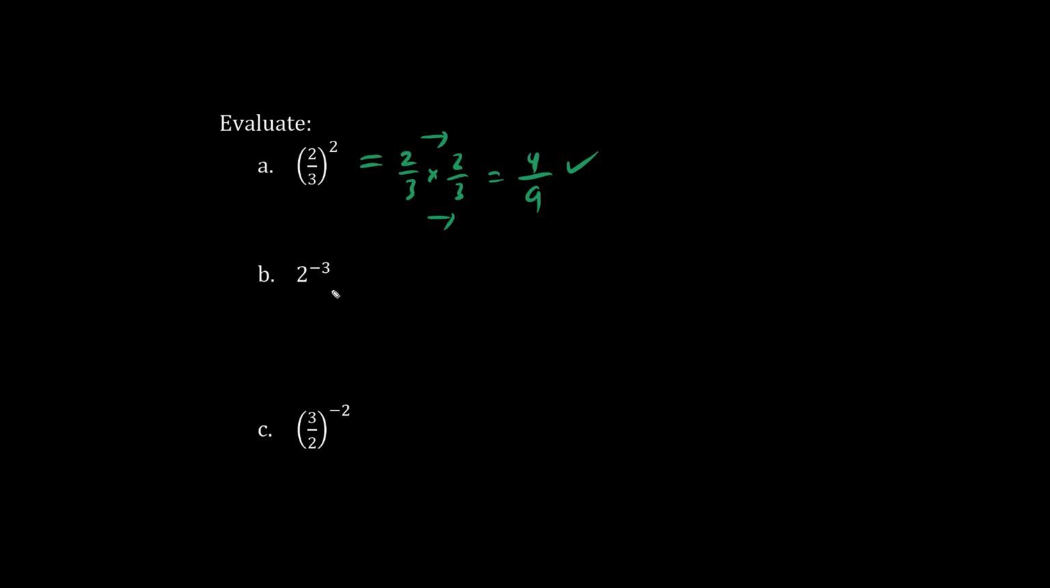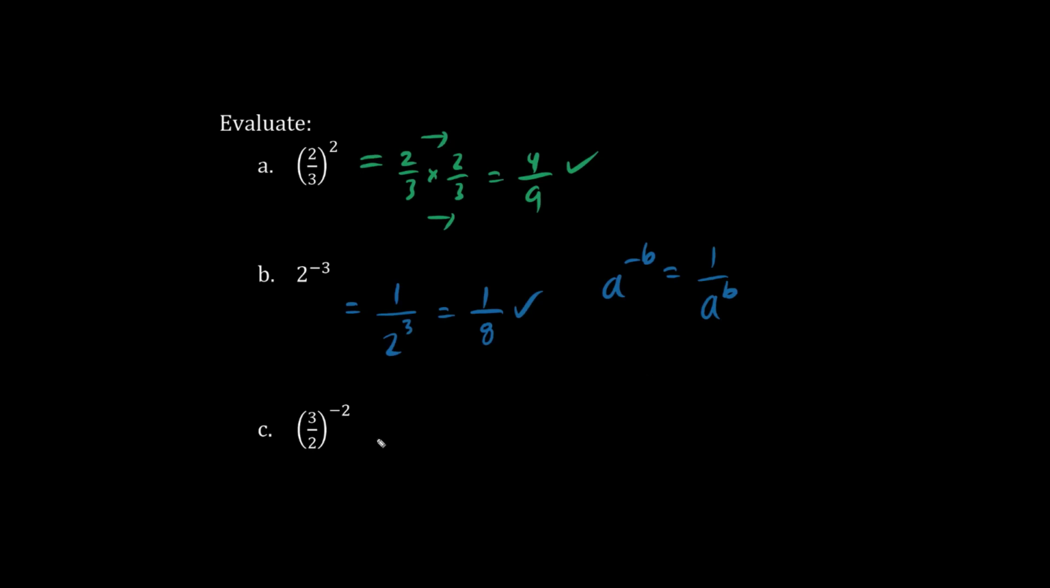What is 2 to the exponent -3? When we have a negative exponent, we write 1 over the base to the same exponent flipped. So -3 becomes +3. What is 2 cubed? It's 2 times 2 times 2, which is 8. So in general, when we have a negative exponent, we have 1 over the base to the positive version of that exponent.